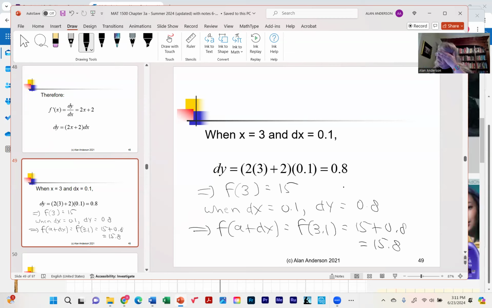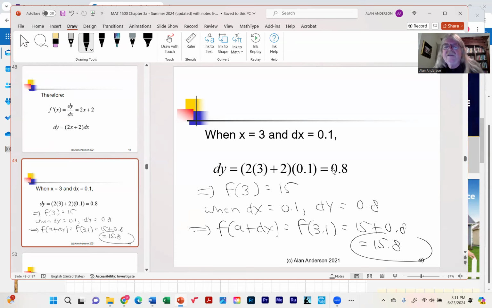What we've calculated is the change or impact on y rather than the new value of y. But that's easy to figure out. Once we know the change of y, we just add it to the original y, and we end up with an approximation of 15.8.